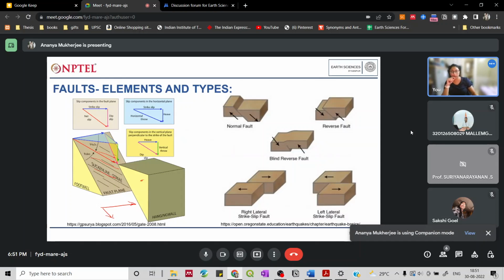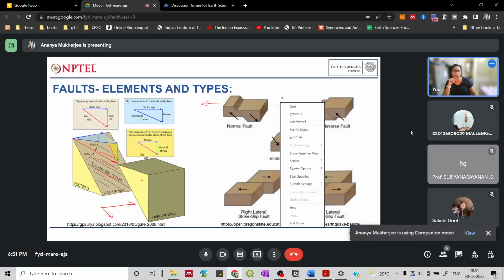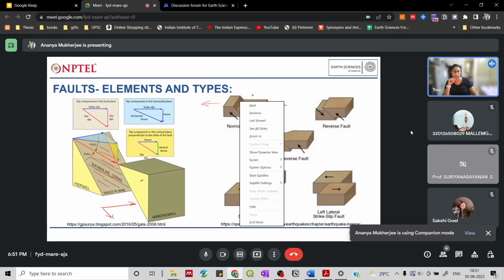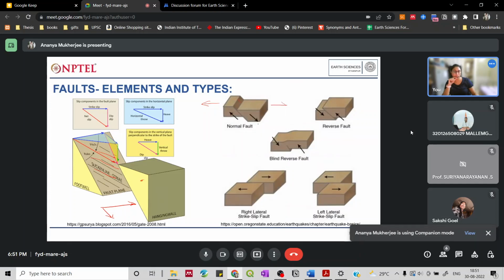Similarly, when we are talking about a normal fault, a normal fault happens when, suppose we say, the horizontal stress that is acting is more. So this will cause an extension, and we see that this is a brittle deformation, and the rock block over here has moved downwards. This is called the hanging wall, and this is the footwall. So the hanging wall has been displaced downwards along the fault plane, and this is due to the extensional stresses.